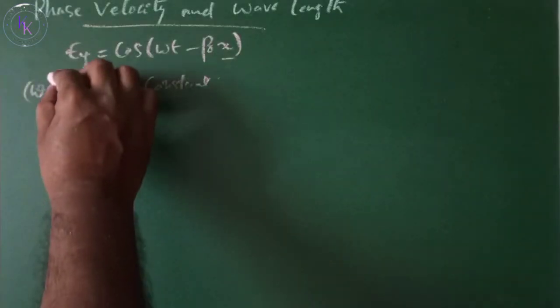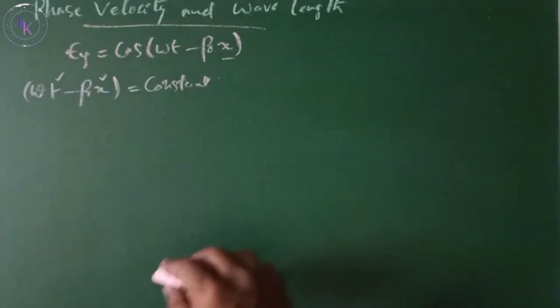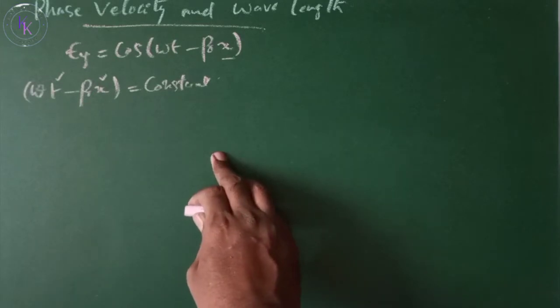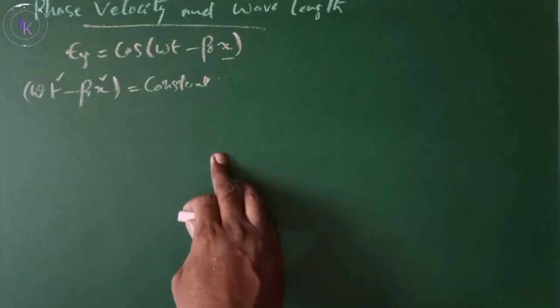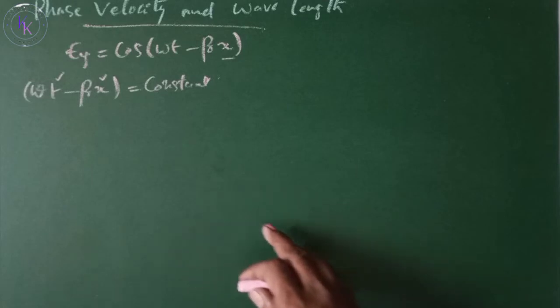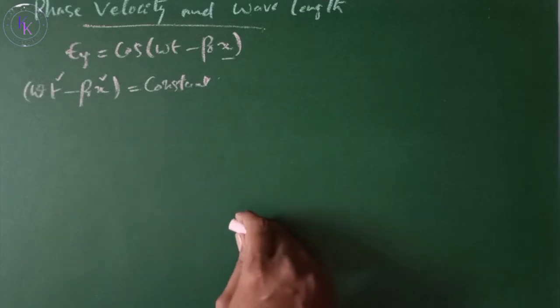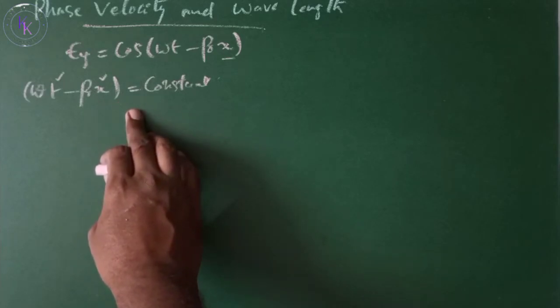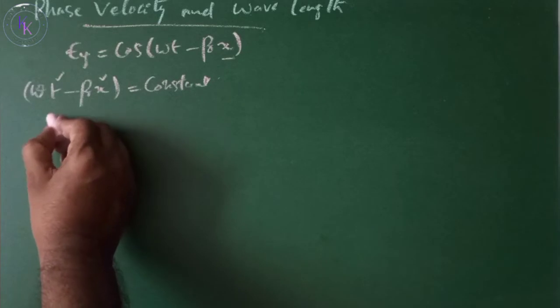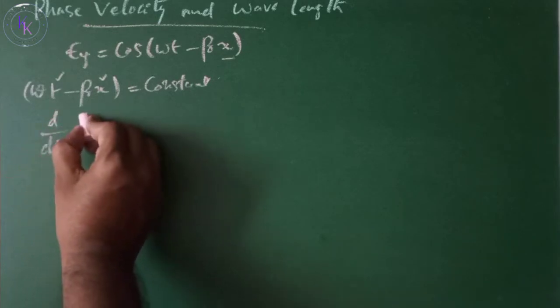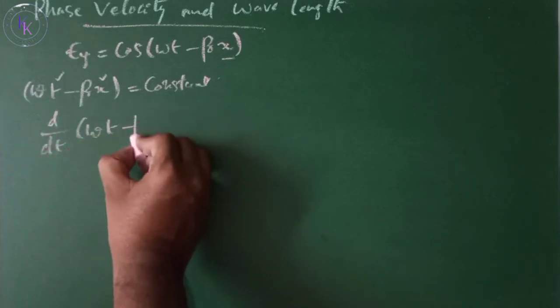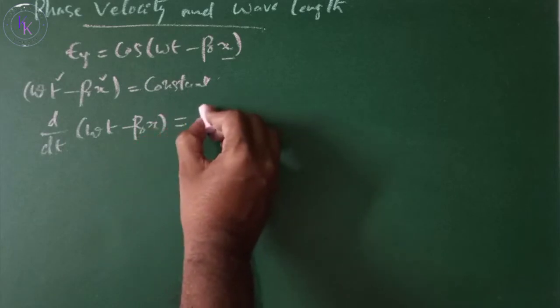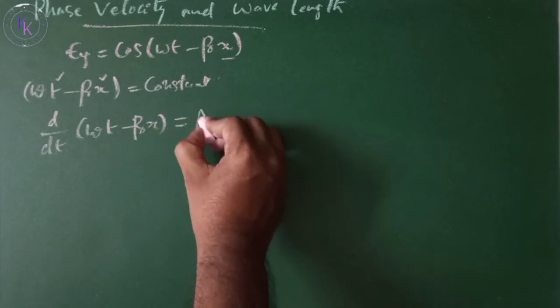Now both t and x are variables, and t and x must both vary simultaneously. So in order to get the velocity of propagation of the wave, we need to differentiate this equation with respect to time, remembering that x and t are variables. Then ∂/∂t of (omega t minus beta x) equals some constant, let it be a.